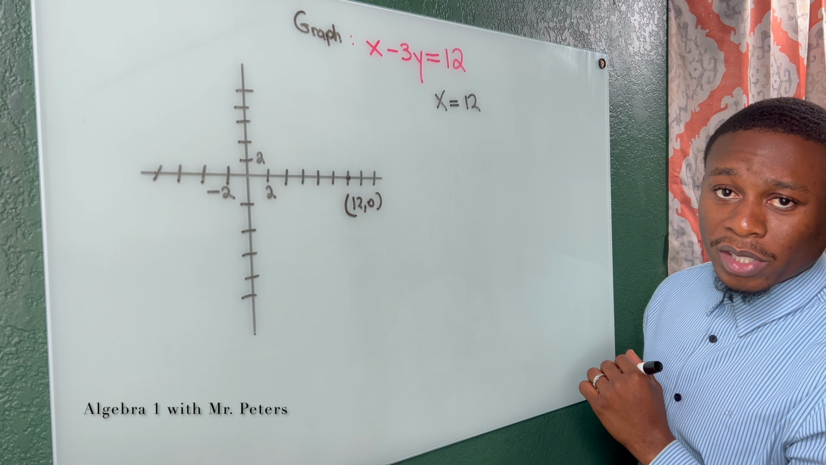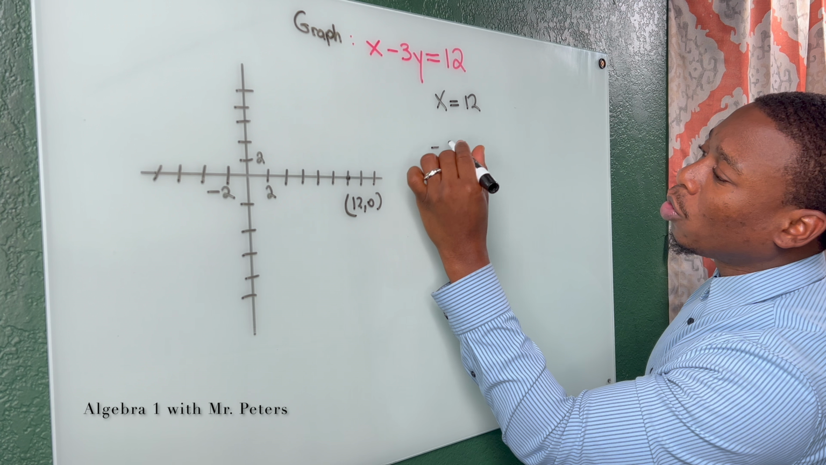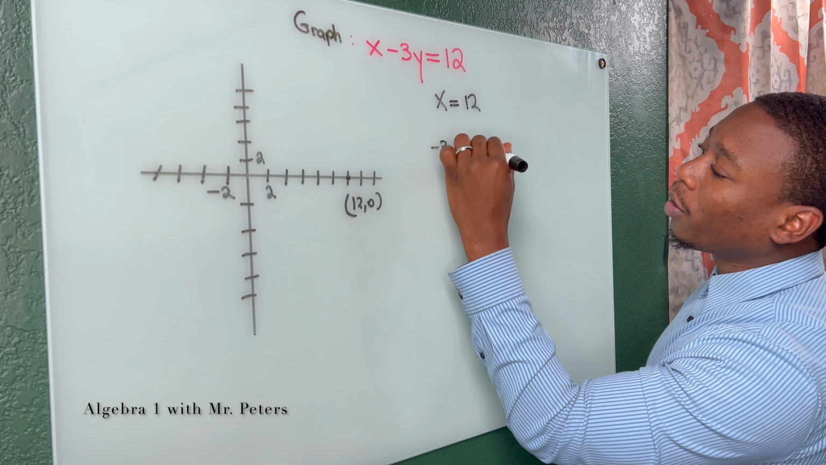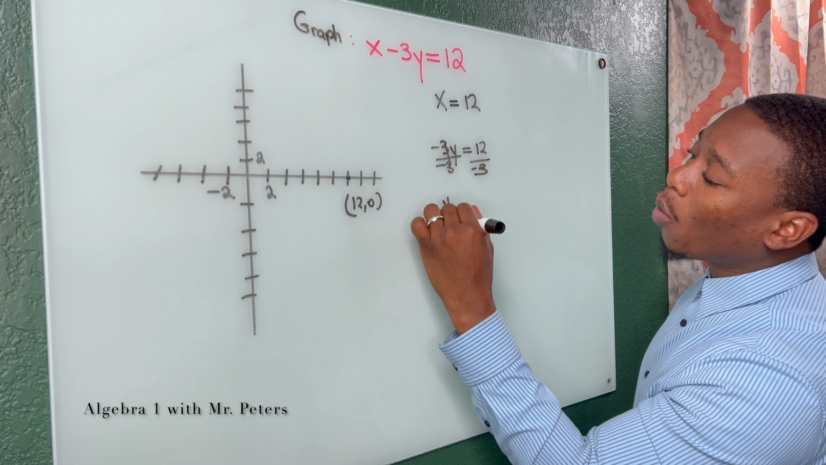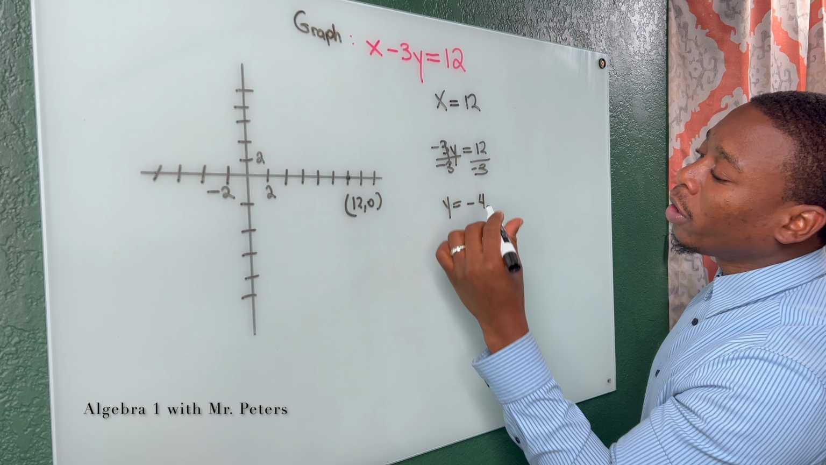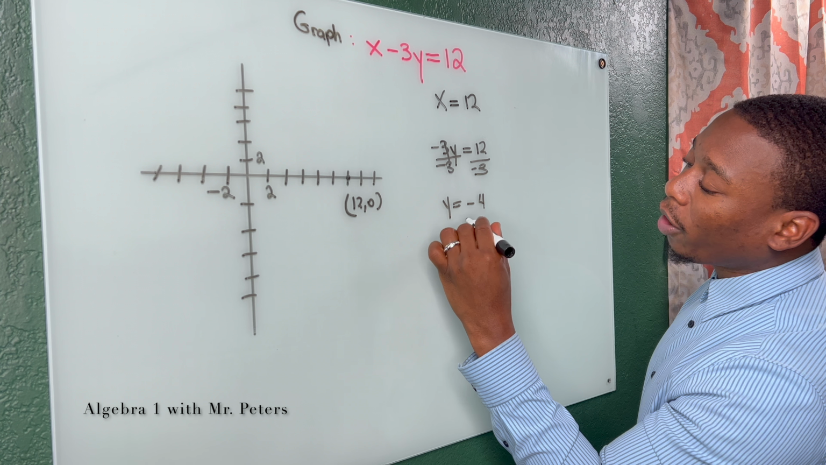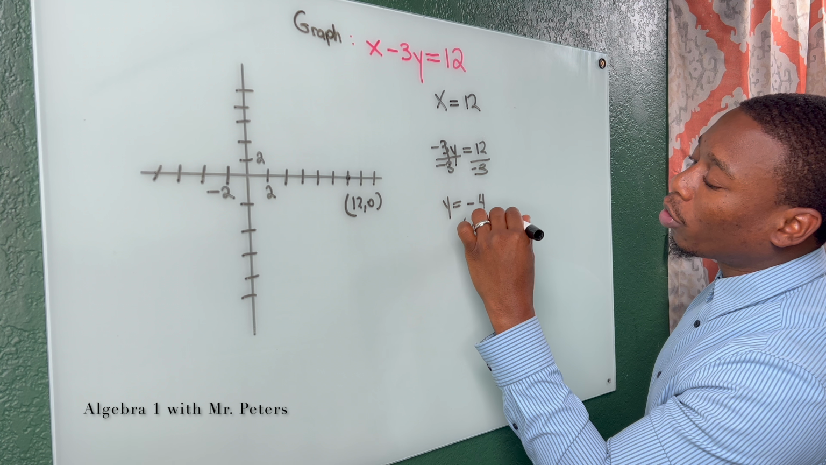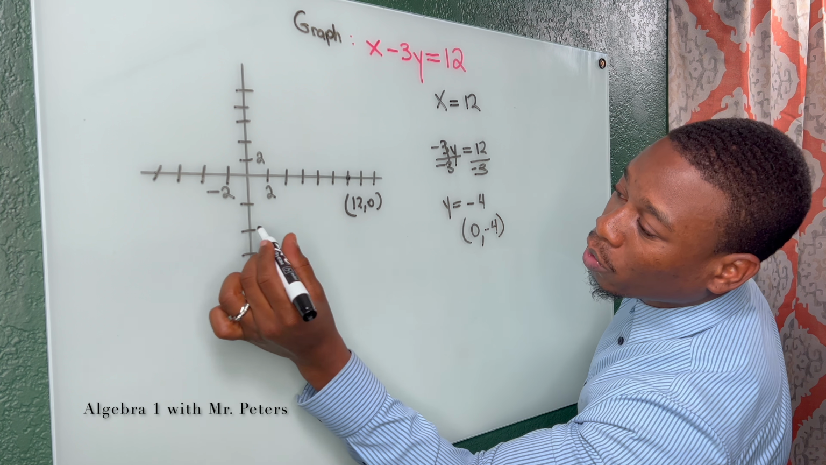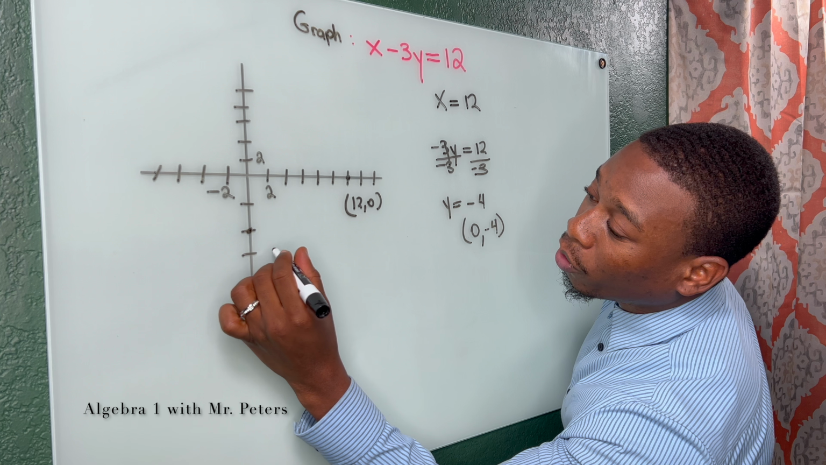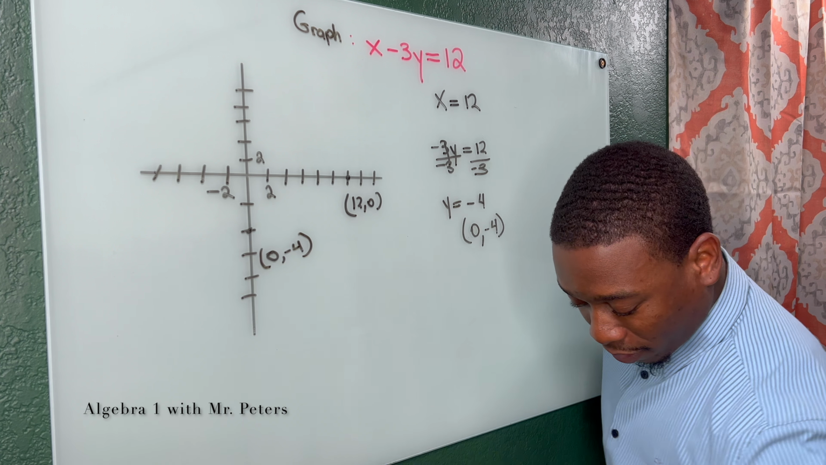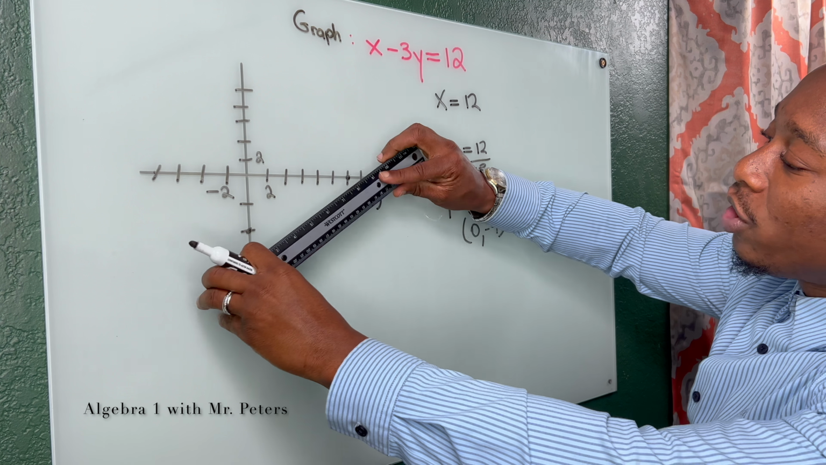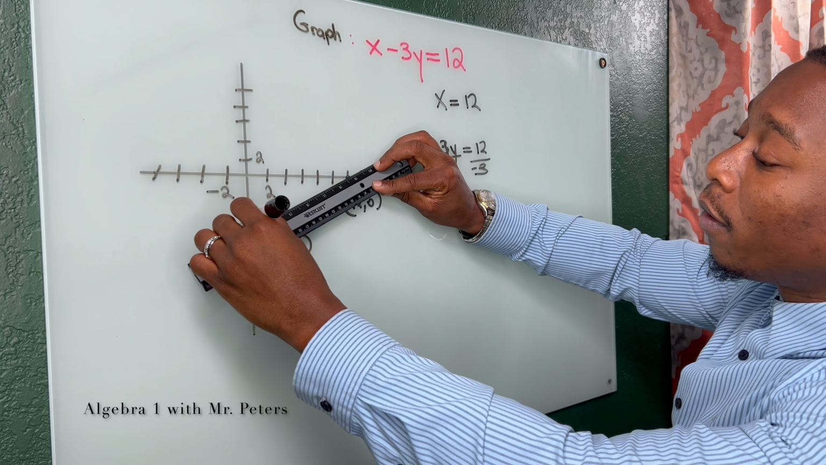Now we go back, do the same thing for y. So x is 0. We have 3y is equal to 12. Once we divide by -3, we know that y is equal to -4. And this ordered pair is 0, -4, right? So we know -2 is here. Here goes -4. So at this step, we were able to actually graph this line.